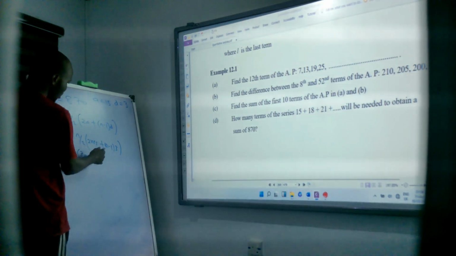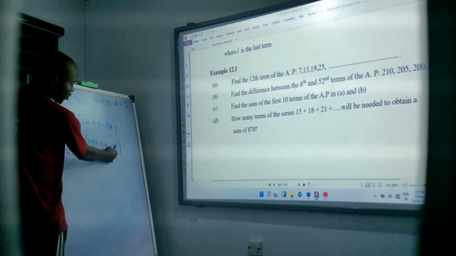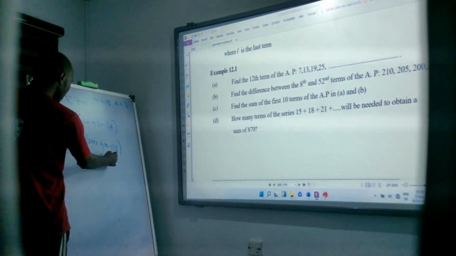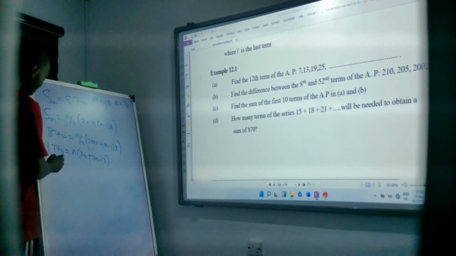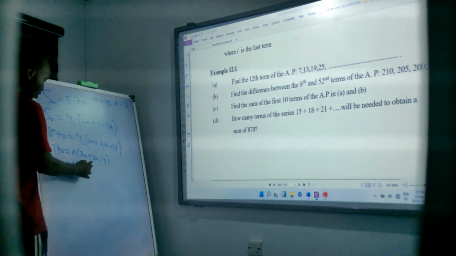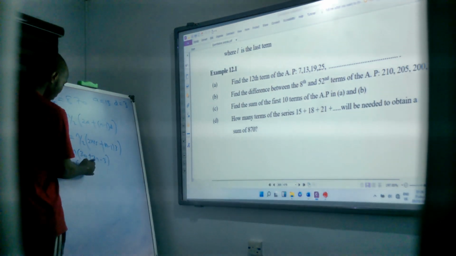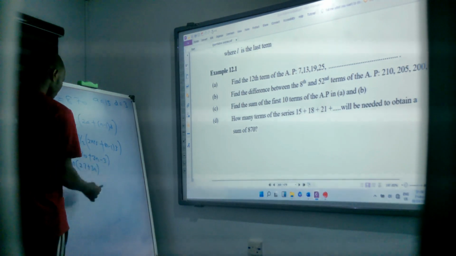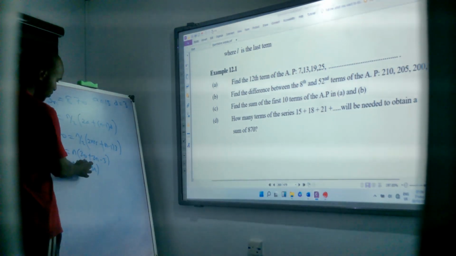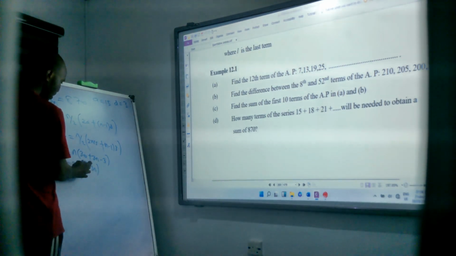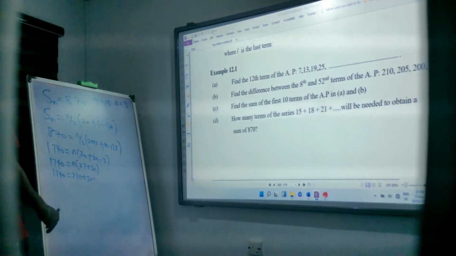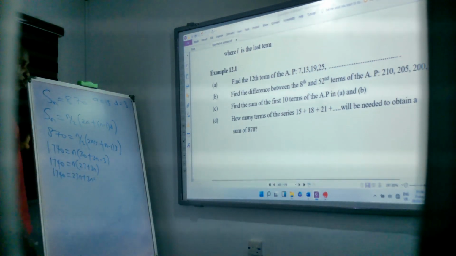Now n over 2 times 2 we have n. So open bracket, 2 times 15 we have 30, plus n minus 1 times 3. 3 times n we have 3n, 3 times minus 1 we have minus 3. So we have 1,740 equals n, open bracket, 30 minus 3 we have 27, plus 3n. So 1,740 equals n times 27, 27n, n times 3n, 3n squared.